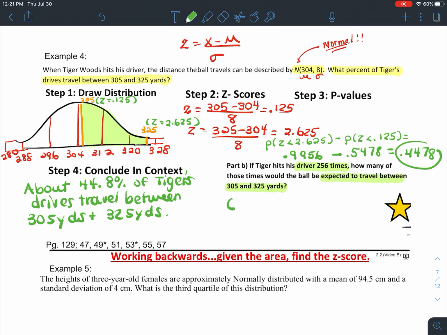If he's going to attempt this 256 times, then we would multiply 0.448 times 256. I don't have that answer here, but you would multiply those two together and say about, and you could round that, that is about how many times of the 256 we would expect the ball to travel in between there. You just have to multiply those together to fill that in. That brings this video to a close.